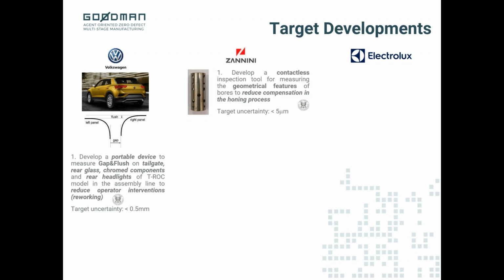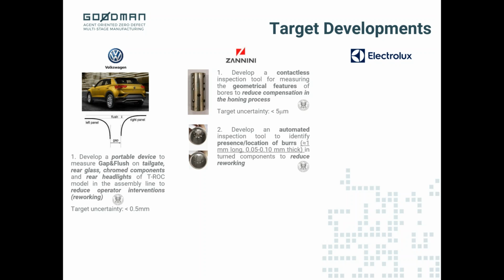Here again, the target uncertainty is less than 5 microns. The second device was aimed at developing an automated inspection tool to identify the presence and location of birds. When we mean birds internal component, we are referring to very small parts around 1 millimeter long and 0.5 to 0.1 millimeters thick internal components to reduce reworking.